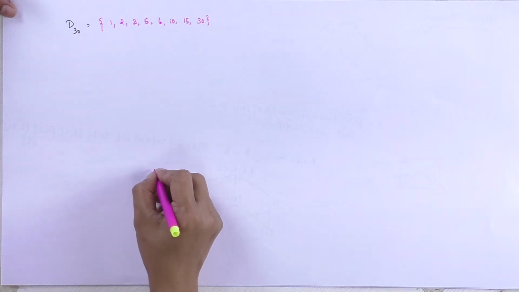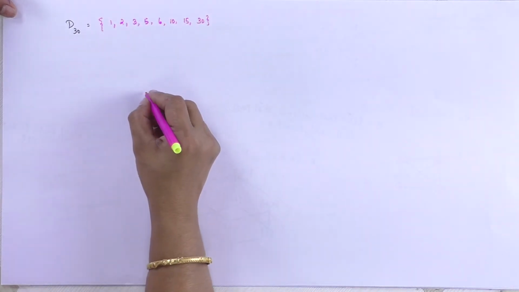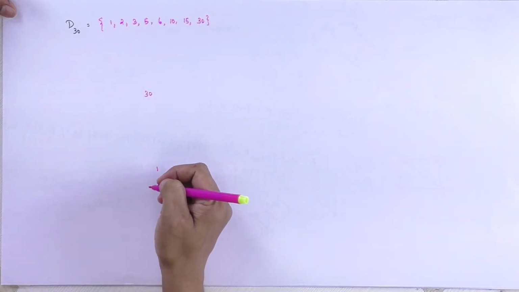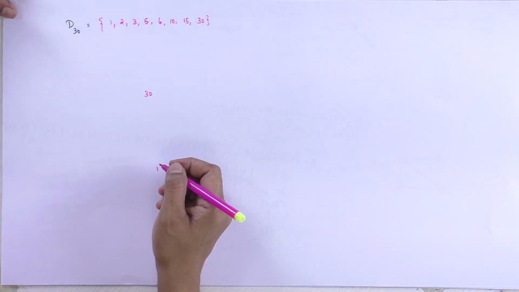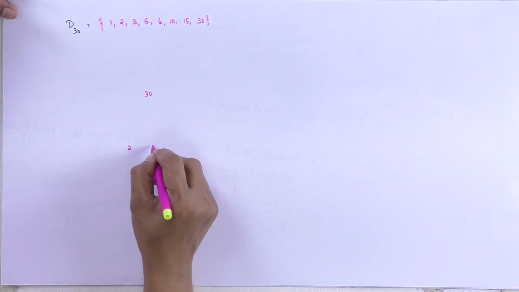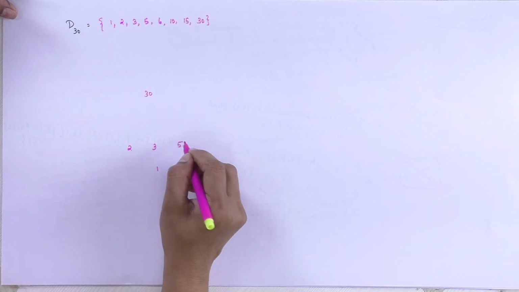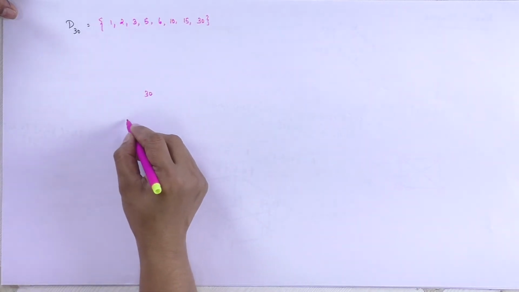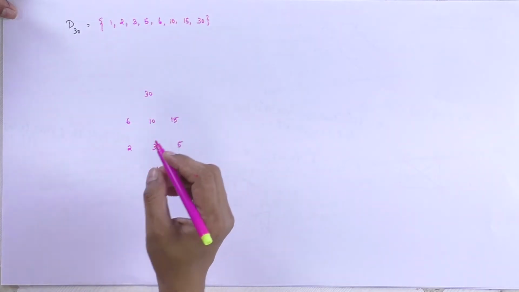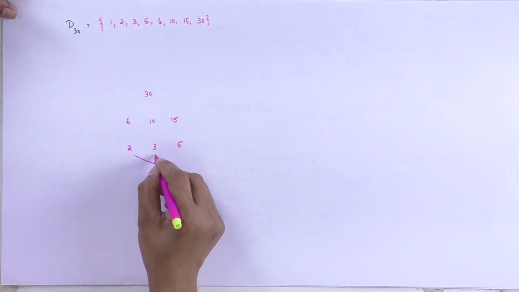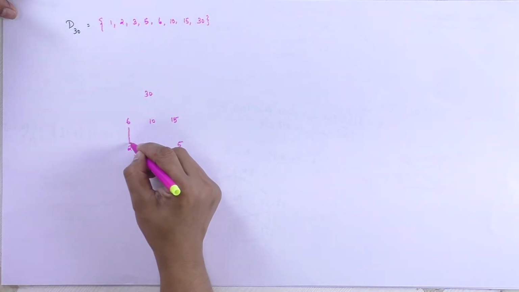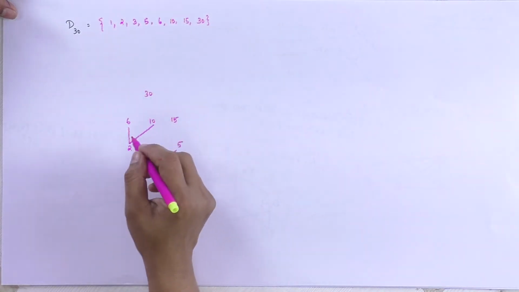So we will have a least element here and we will have the topmost element. Alright. So then I can have 2, 3, 5. Then I can have here 6, 10, 15. Now see here, 1 divides 2, 1 divides 3, 1 divides 5. 2 divides 6, 2 divides 10.